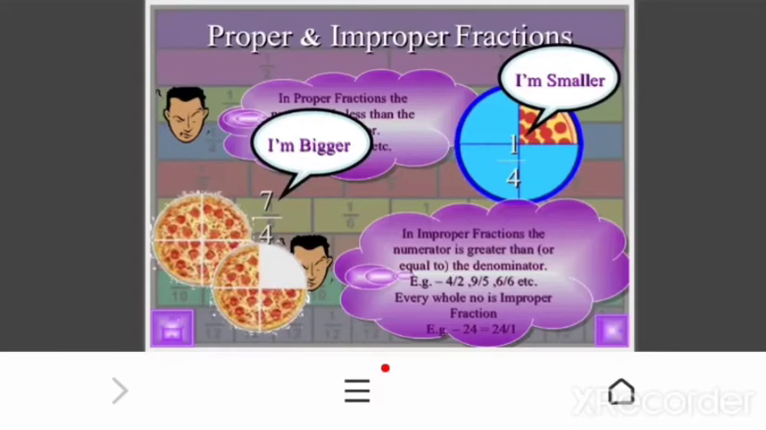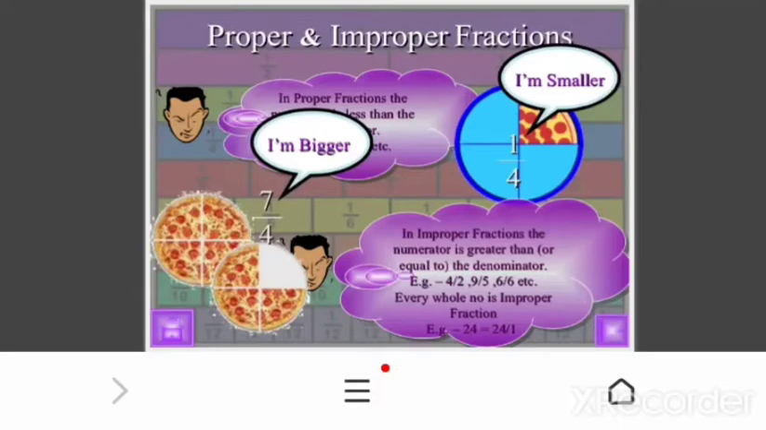Now children, if you see the picture carefully, the first is 7 upon 4, and here 1 upon 4. So 1 upon 4 says that I am smaller, and 7 upon 4 says that I am bigger. Always remember children, in proper fractions the numerator is less than the denominator, and in improper fractions the numerator is greater than or equal to the denominator. For example, 4 by 2, 9 by 5, 6 by 6 are called improper fractions.